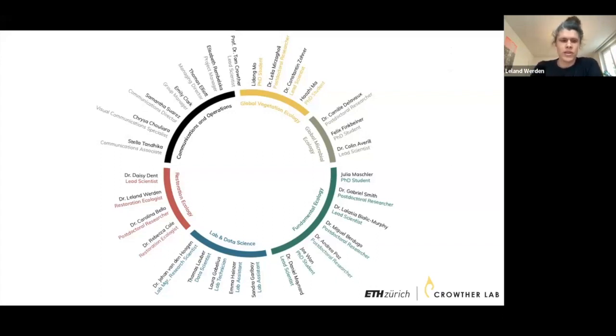And my colleagues there, Dr. Daisy Dent, Caro Bello, and Rebecca Cole, and I all work together on some restoration topics. I'm going to give just an overview of that, and then basically end with a tool that the Crowther Lab created called Restore, that if anyone is interested in getting more involved with the global restoration movement, if you aren't already, there are maybe some easy ways to connect with projects through that.